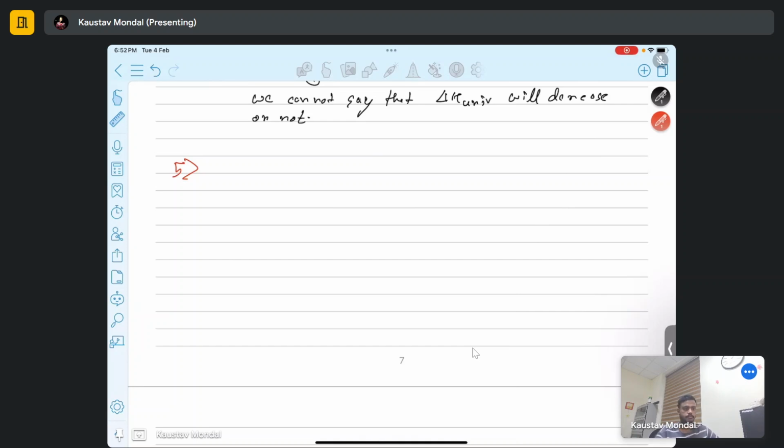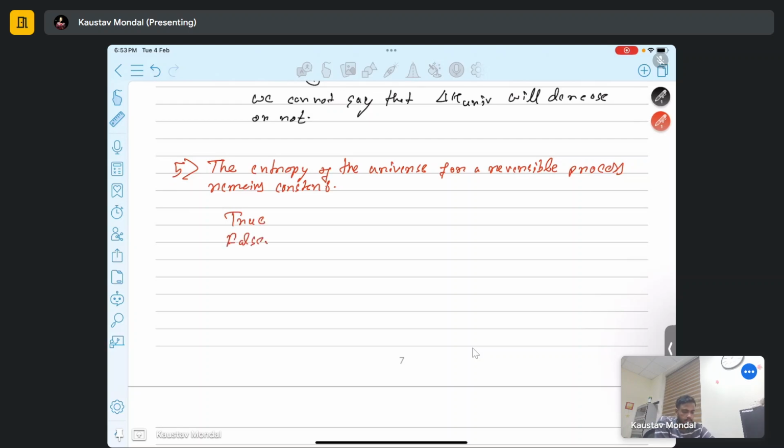So problem number 5. The question is: the entropy of the universe for a reversible process remains constant. We have to say whether this is true or false.